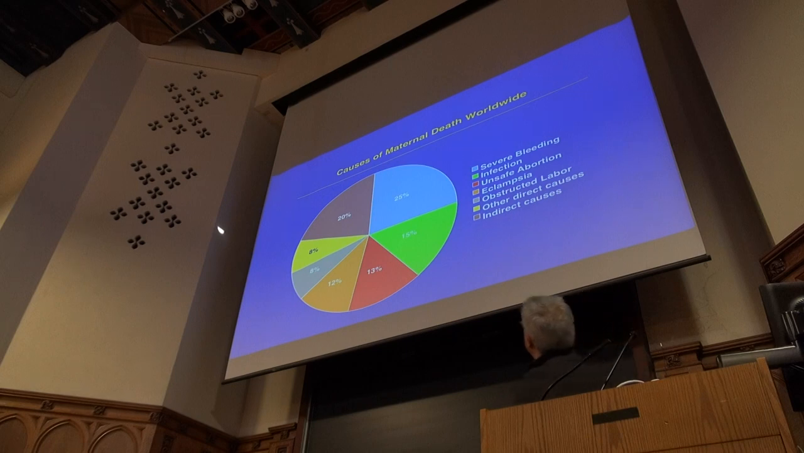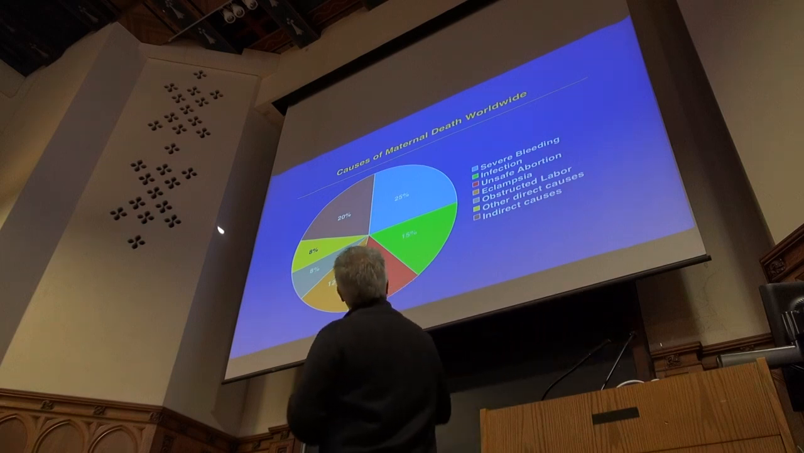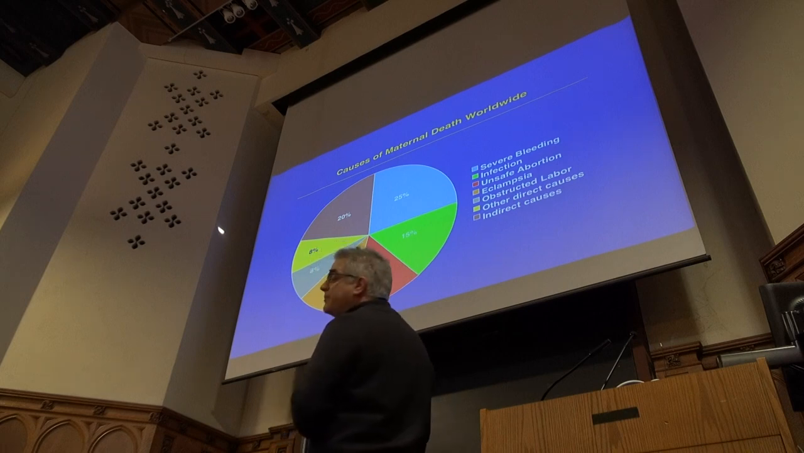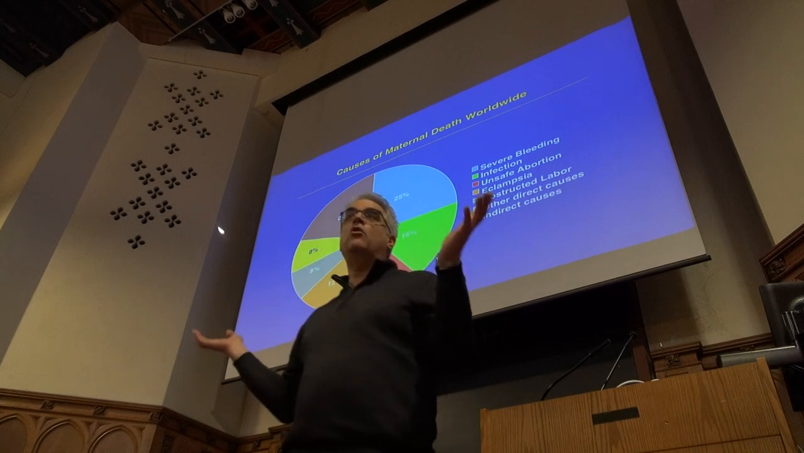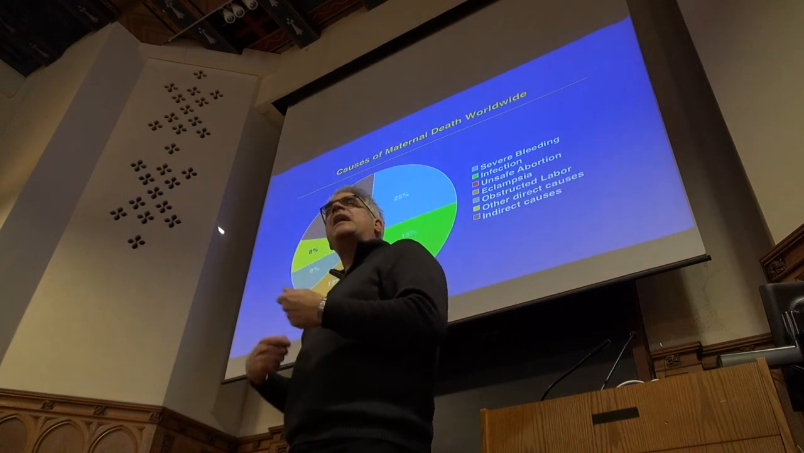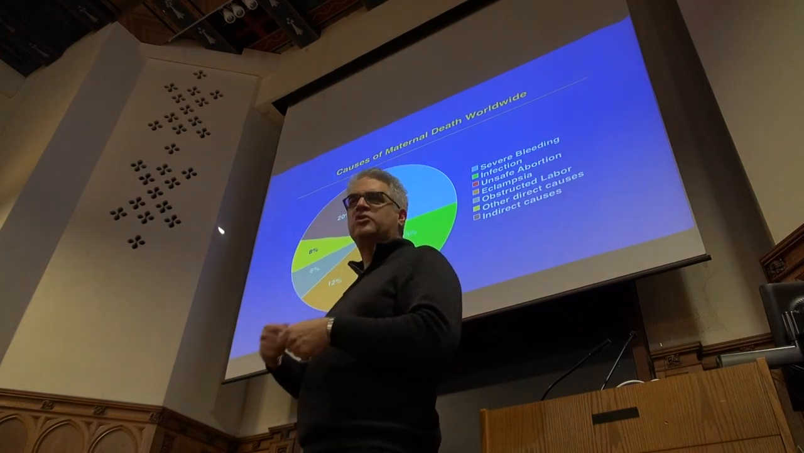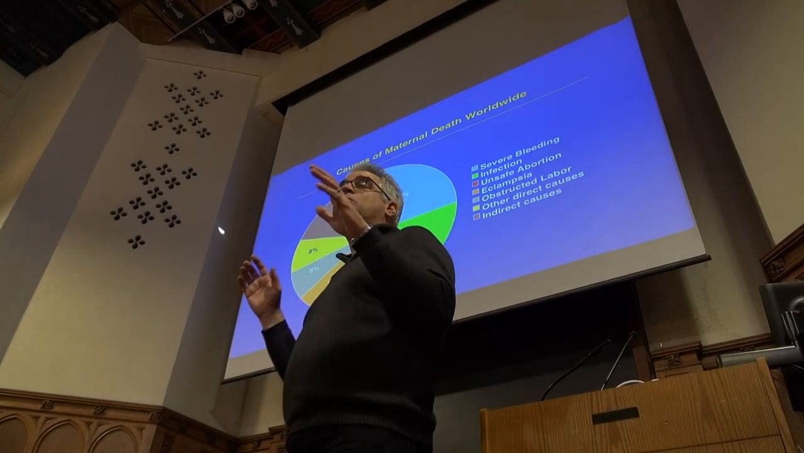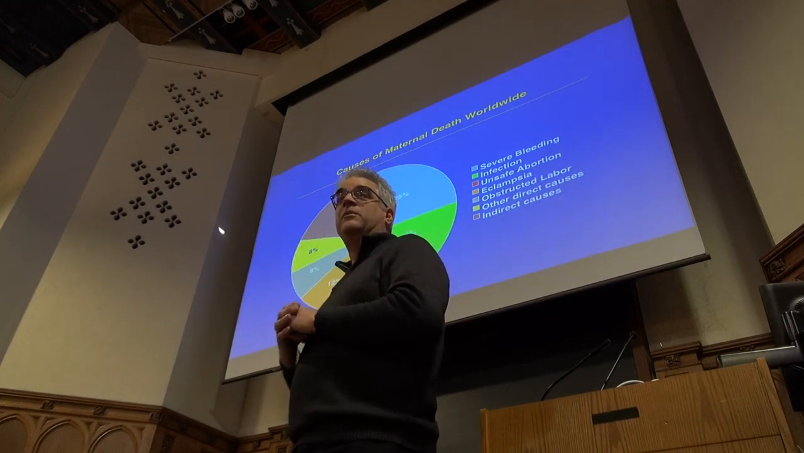So what causes women to die around the world? 25% of women die from severe bleeding, 15% from infection, 13% from unsafe abortions. Totally ridiculous. 12% from eclampsia, that's a natural condition of high blood pressure and clotting disorders that occurs in many women. 8% from obstructed labor, there can be no more horrible death in my judgment than death from obstructed labor.